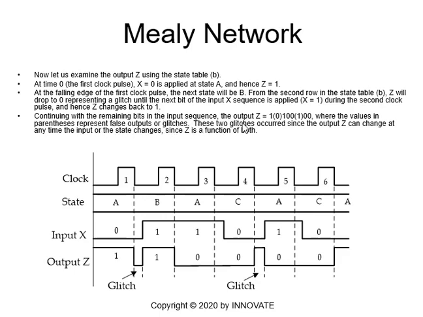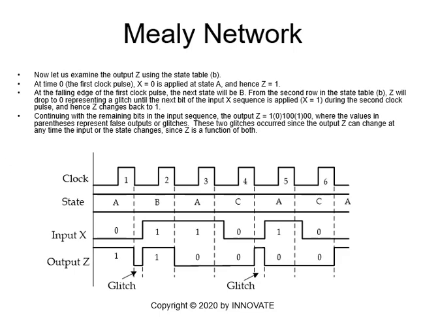Continue with the remaining bits of the sequence. Z will be 1, (0), 1, 0, 0, (1), 0, 0, where the values in parentheses represent the false outputs or glitches. The two glitches occur since the output Z can change any time the input or the state changes, since Z is a function of both. For this reason, the Mealy network is considered to be a drawback or disadvantage because of these glitches, especially when we are dealing with very high frequency applications.